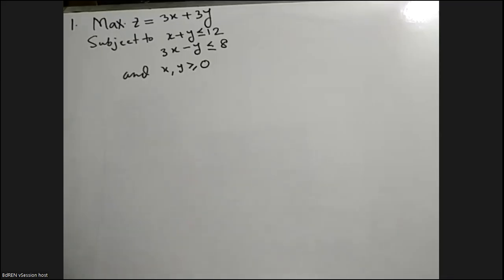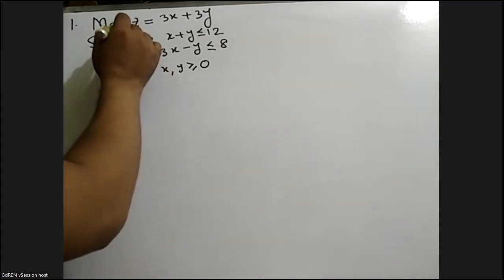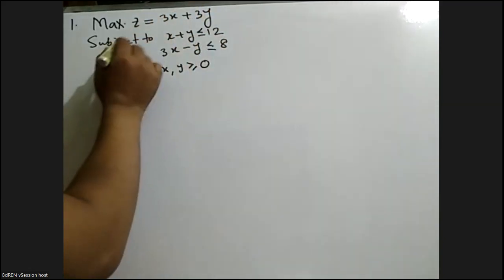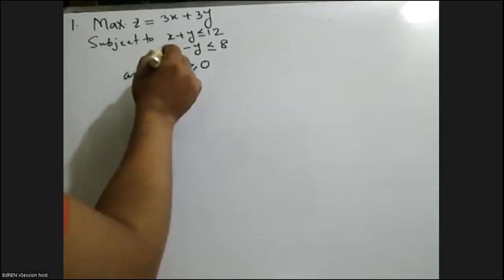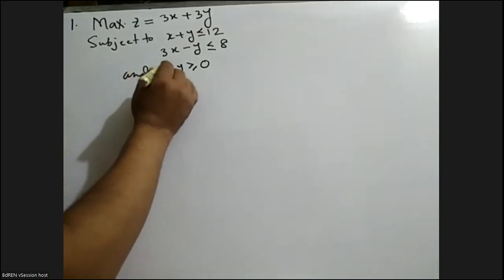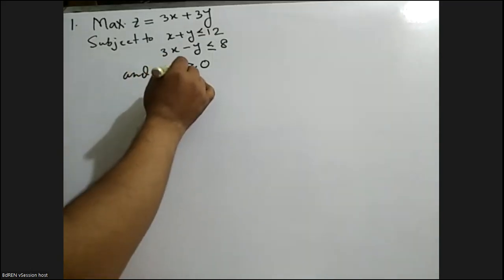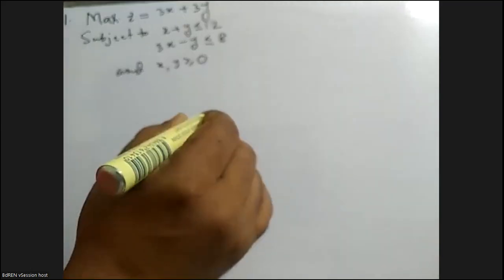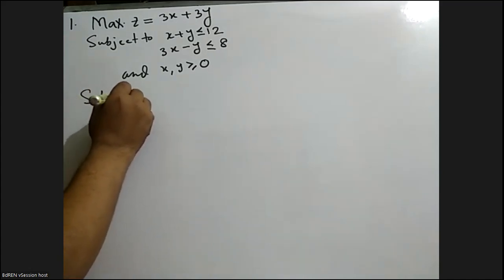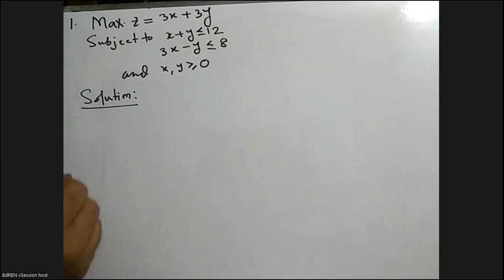Now we'll try to solve the first problem here. Maximize z equals thrice x plus thrice y, and this is the objective function, subject to x plus y less equal to 12, and thrice x minus y less equal to 8, and x and y, the two decision variables, are the non-negativity restrictions. Now first of all, the solution: how to solve the problem. We need to solve this problem by applying some steps.